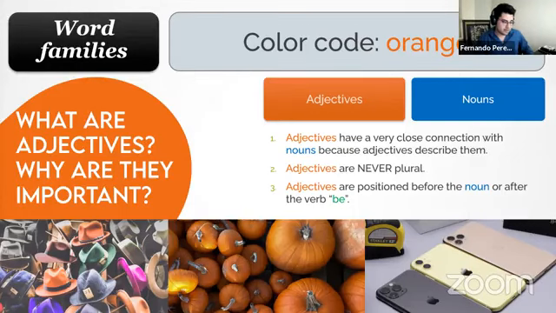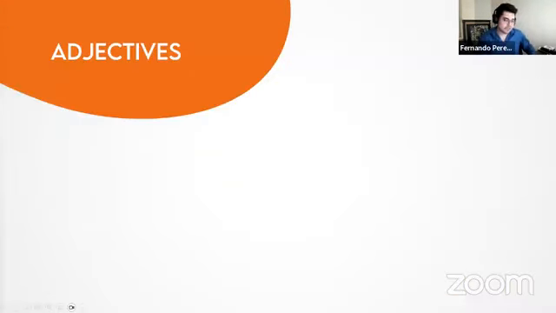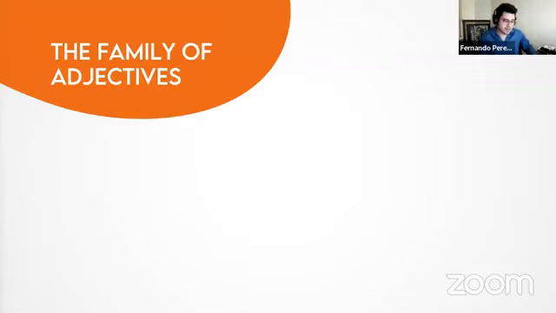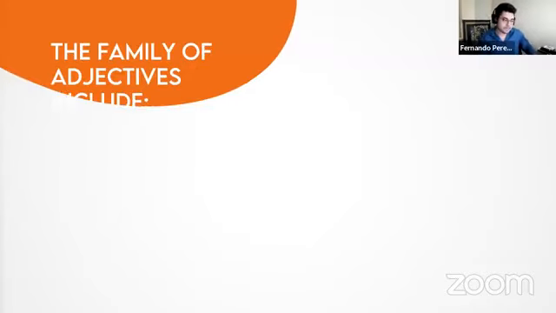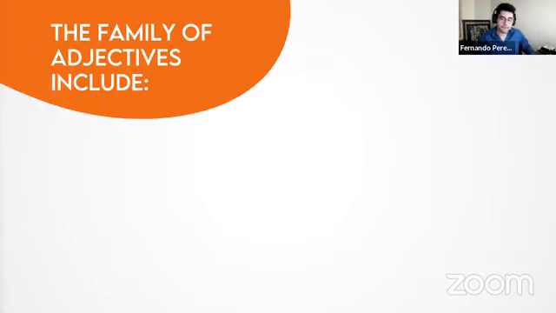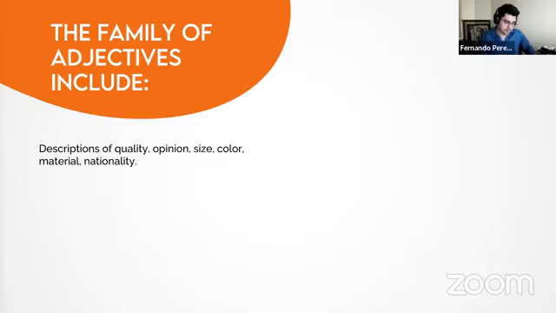And let's take the family of adjectives, okay? The family of adjectives includes, take a note, number one, descriptions of quality, opinion, size, color, material, and nationality.